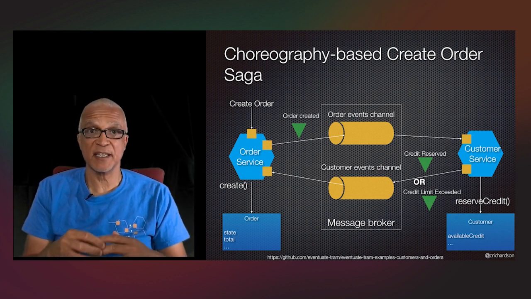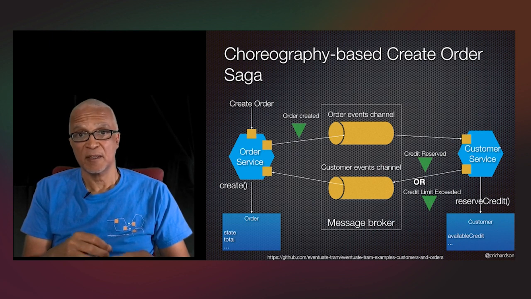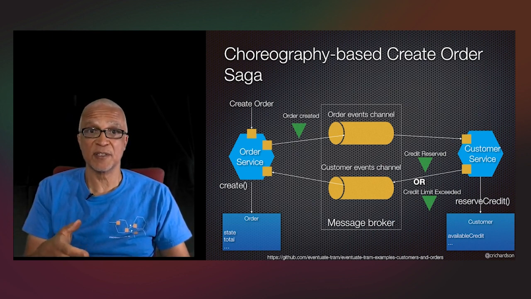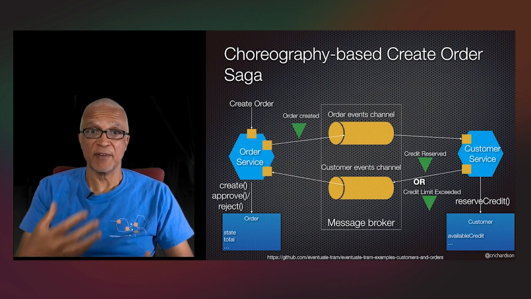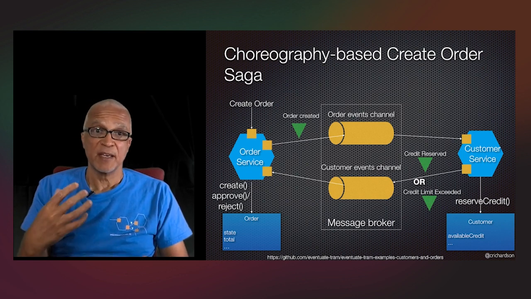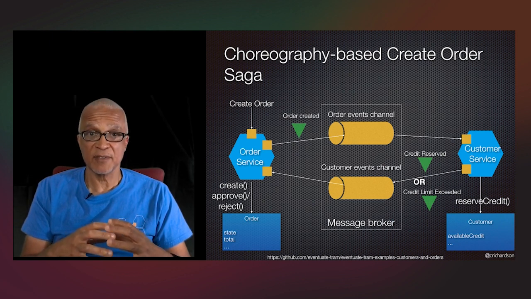It publishes either a credit reserved event or a credit limit exceeded event. One of the consumers of the customer events channel is the order service. Depending on the event type, it will either approve or reject the order. As you can see, events enable you to implement transactions that span services in a loosely coupled way.